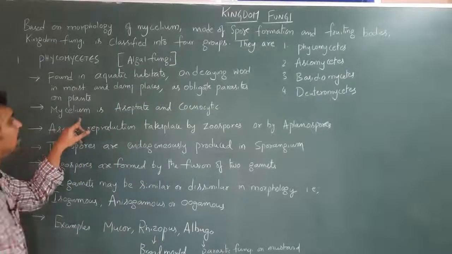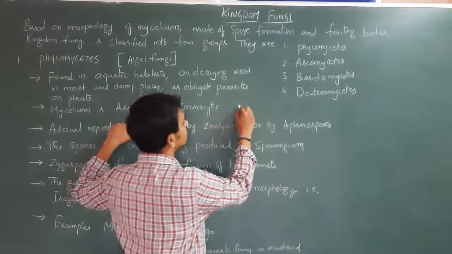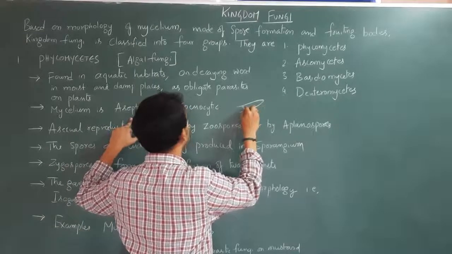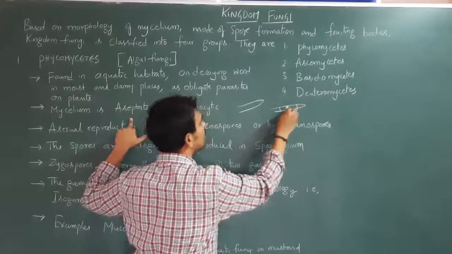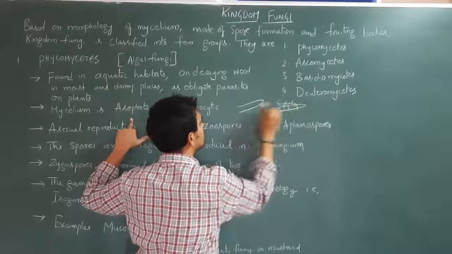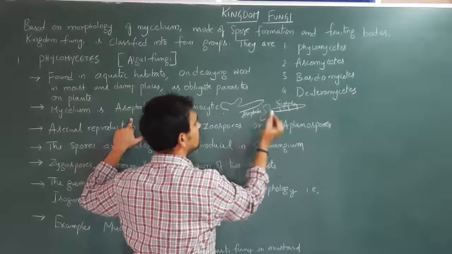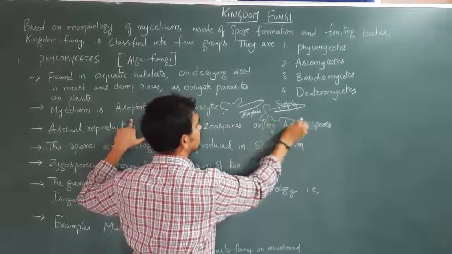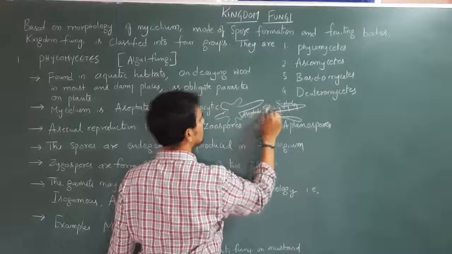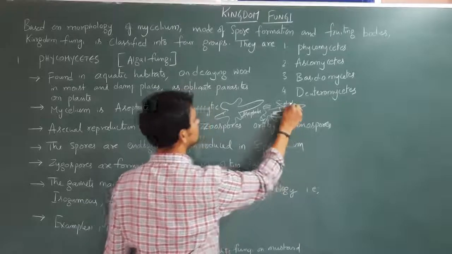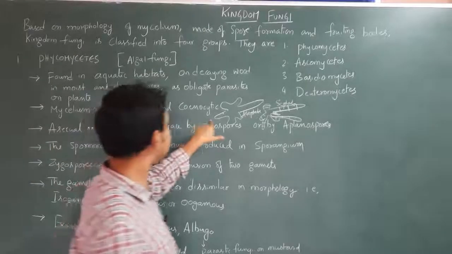In phycomycetes, the mycelium is aseptate and cenocytic. What is aseptate here? If you see the structure of the fungi, you cannot find the cross walls in case of aseptate. Here cross walls are absent. If the cross walls are present like this, then it is called septate. This is septate. This is aseptate. So the mycelium is aseptate and cenocytic.